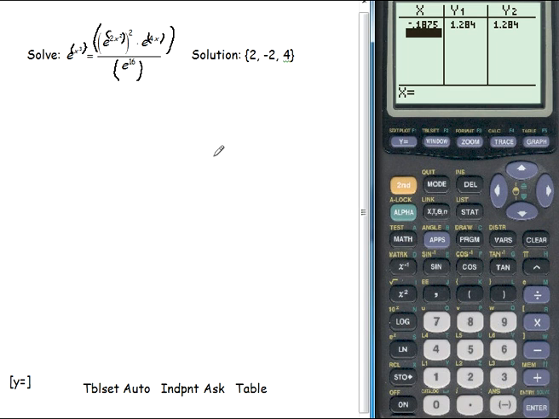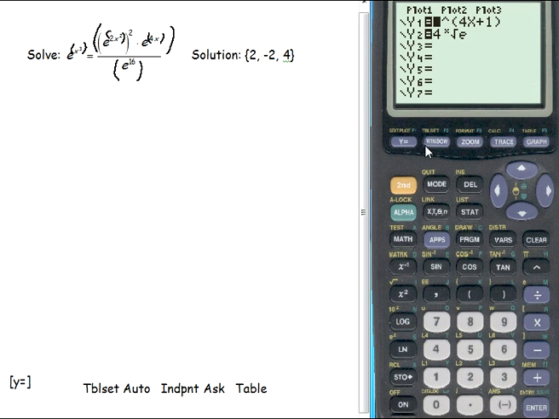All right, so let's start by going to the y equal key, clear what's in there, and we'll enter the function that's on the left side of our equation, which is e raised to the open parentheses x cubed. Let's just put x, and we can take a cube right off of the math menu. It's number 3. And then put a parentheses.